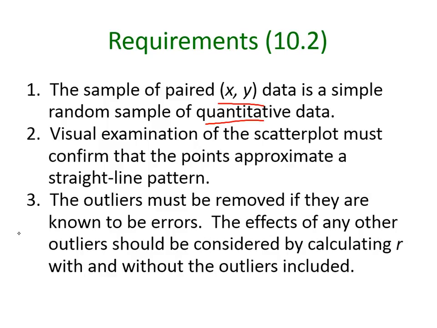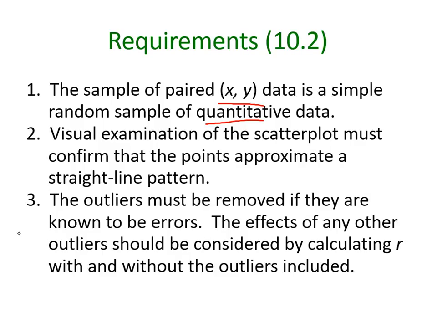A visual examination of the scatter plot must confirm that the points approximate a straight line pattern. So if you graph them and you see that a parabola will fit them better, then you can just stop there and say it's not going to have a good linear relationship. And so we make sure that we can look at them and see that they have some sort of relationship. Or if you looked at one that just looked like I threw points at the board, then you can tell from that one it doesn't have a good linear relationship.